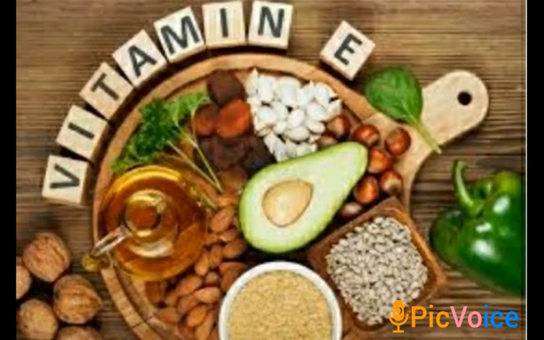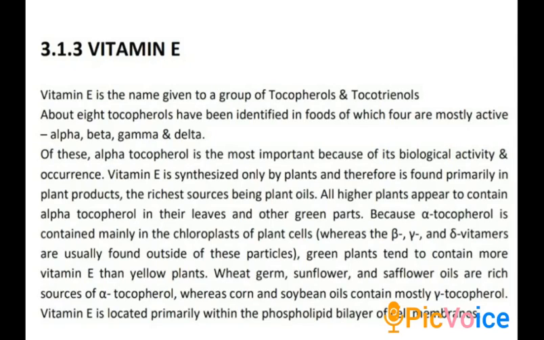Vitamin E. Vitamin E is the collective name for a group of fat soluble compounds with distinctive antioxidant activities. So, vitamin E is the name given to a group of tocopherols and tocotrienols. About 8 tocopherols have been identified in foods, of which 4 are mostly active: alpha, beta, gamma, and delta. And out of these, alpha tocopherol is the most important. Why? Because of its biological activity and occurrence.